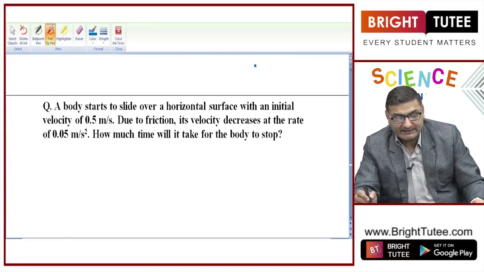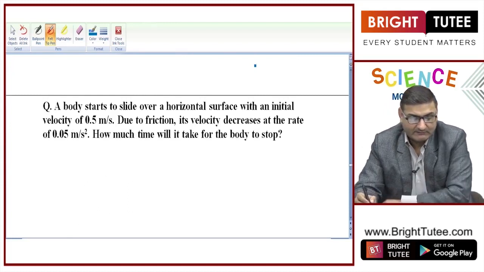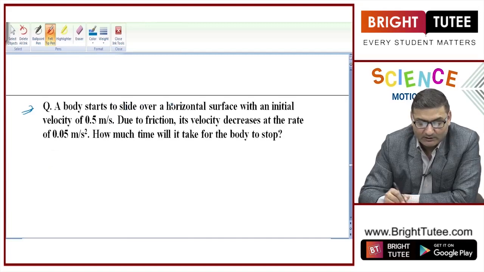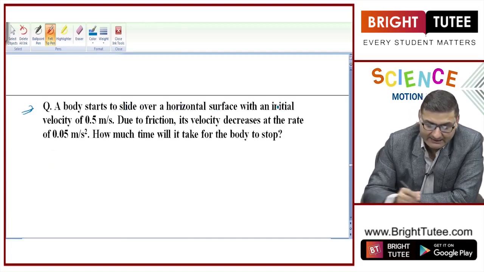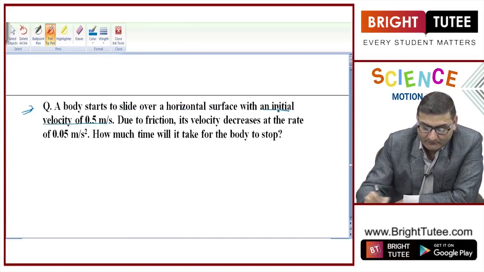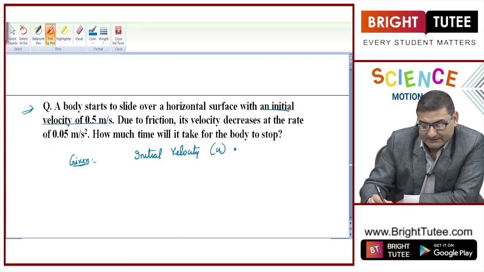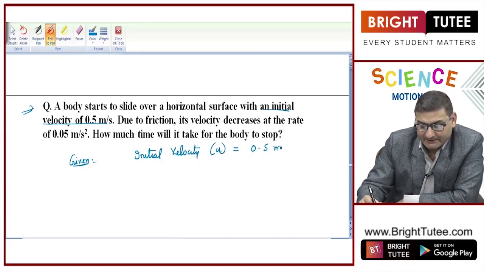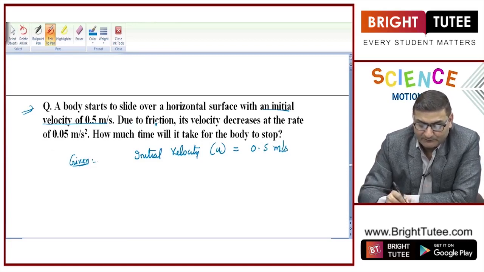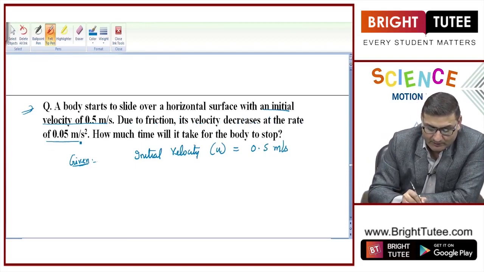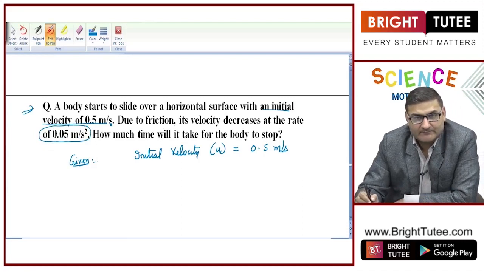Okay. What does this question say? Let us relate. First of all, again we will see what all is given to us in the question. A body starts to slide over a horizontal surface with an initial velocity of 0.5 meter per second. So, initial velocity is given, represented by small u, that is 0.5 meter per second. Due to friction, its velocity decreases at the rate of 0.05 meter per second square.